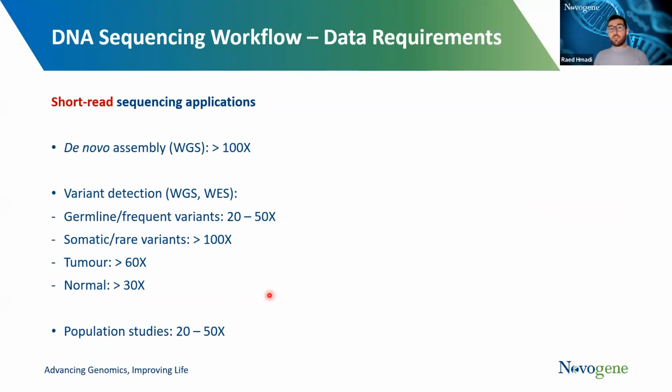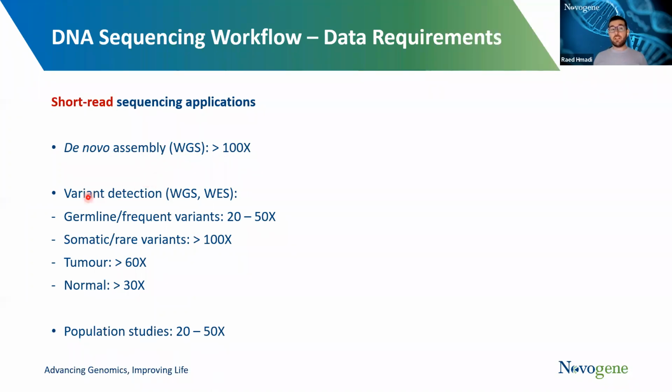On this slide here, I try to provide you with some of the recommendations that are based on experience and the literature in terms of sequencing data requirements for the different applications. So starting with the short read sequencing applications, if you are interested in de novo genome assembly using whole genome sequencing, you would need at least 100x coverage.